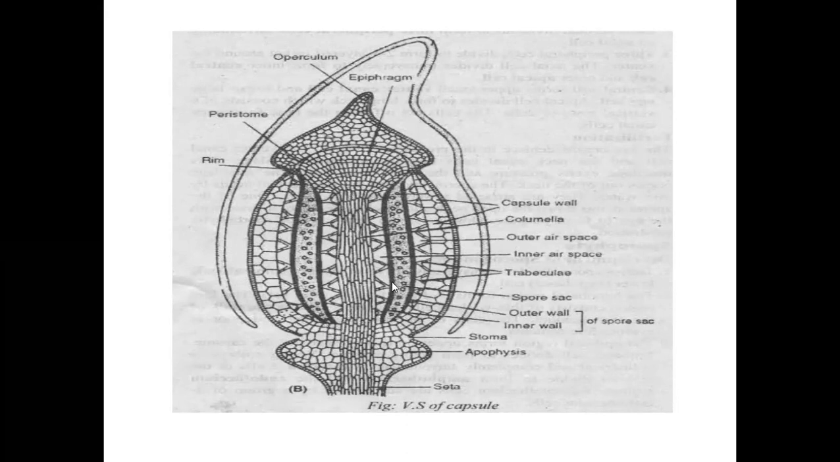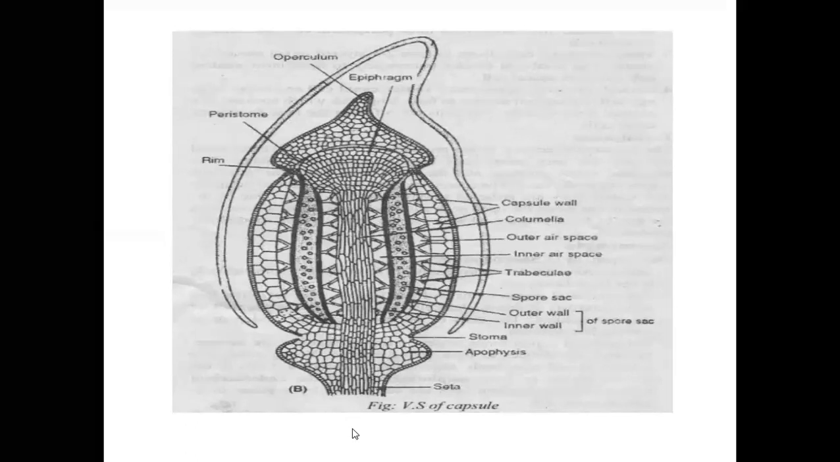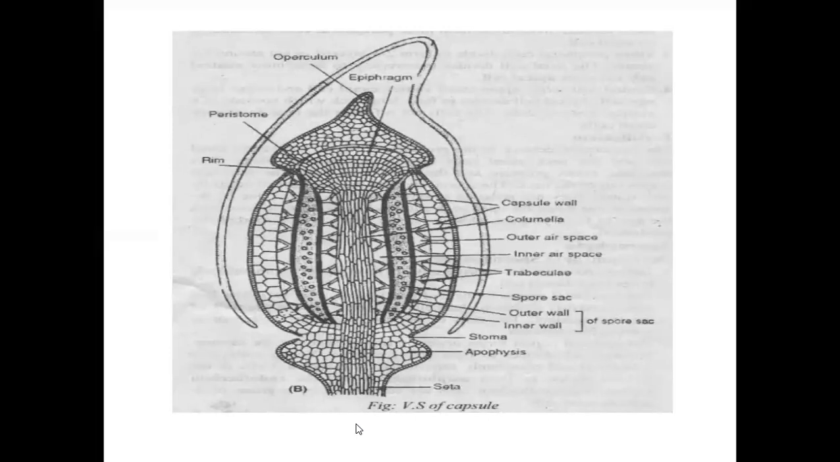If we observe the capsule LS, the foot is a multicellular structure. It is mainly present in the venter of the archegonium. It helps in the absorption of water and minerals from the female gametophytic plant. Above the foot, a long seta, a stalk-like structure, is present. The seta mainly helps in dehiscence of the spores at the matured stage.